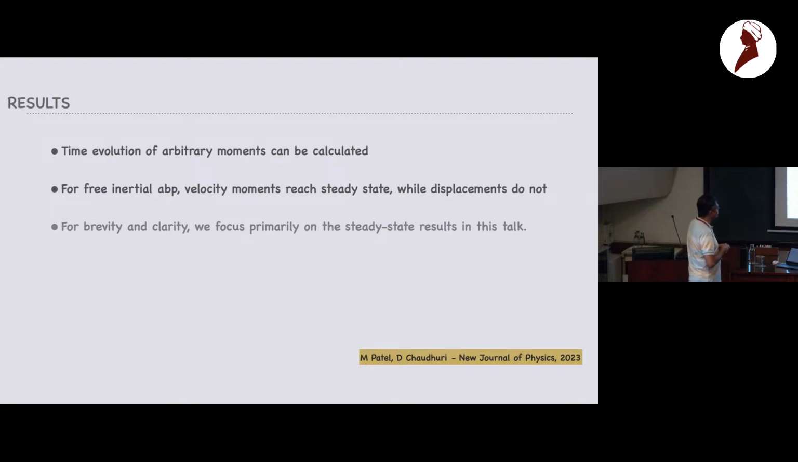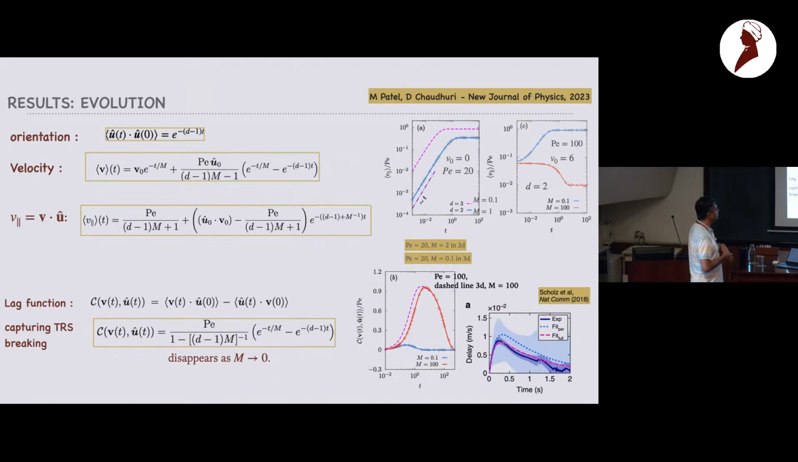So we'll do this for free inertial ABP. We can look at the velocity moments, displacement moments, etc. The time evolution will take a lot of time for me to explain, so I'll briefly show you that you can calculate the time evolution, of course. But we'll focus on the steady state properties. That's the late time behavior, like for the free particle, the late time diffusivities, etc.